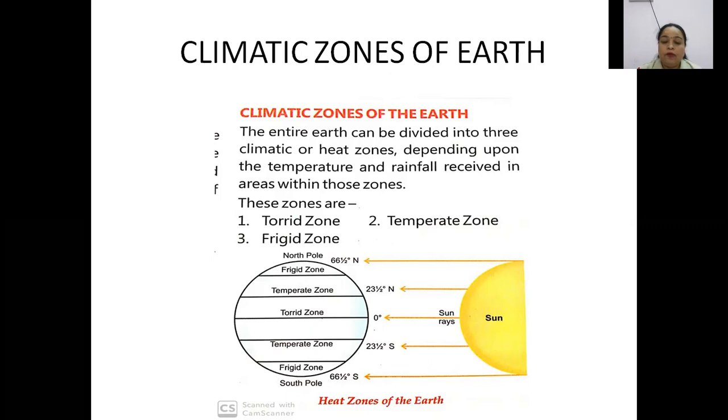When we go from 66.5 degrees north to the North Pole and 66.5 degrees south to the South Pole, the sun rays are slanting and very less. So those areas experience very cold temperatures. It is freezing over there, so it is called the frigid zone.